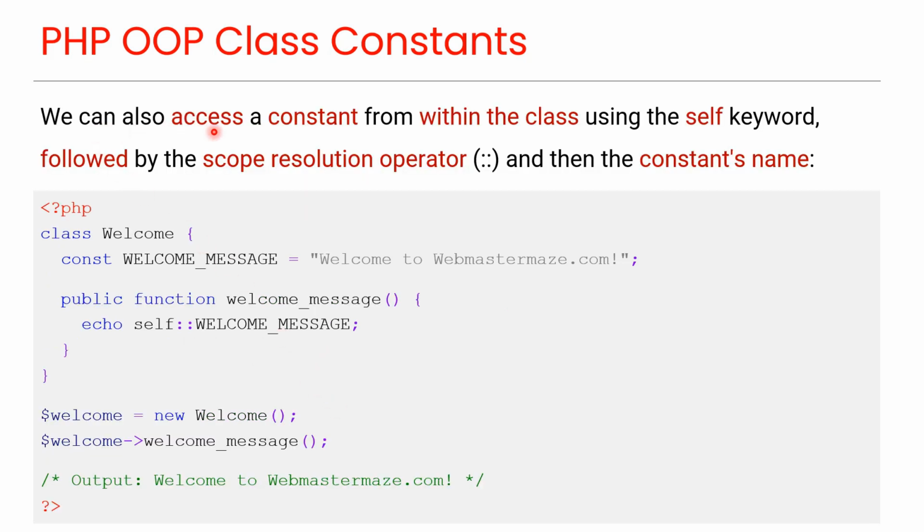We can also access a constant from within the class using the self keyword, followed by the scope resolution operator and then the constant's name, as shown in this example. Here we are accessing this constant inside the same class by using the self keyword. And here we are calling this method to retrieve the constant value, as you can see in this output.